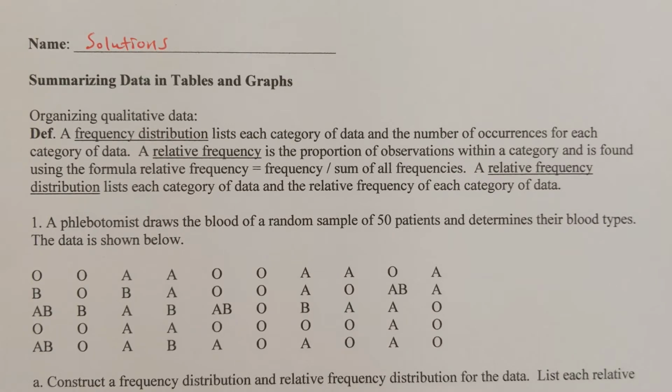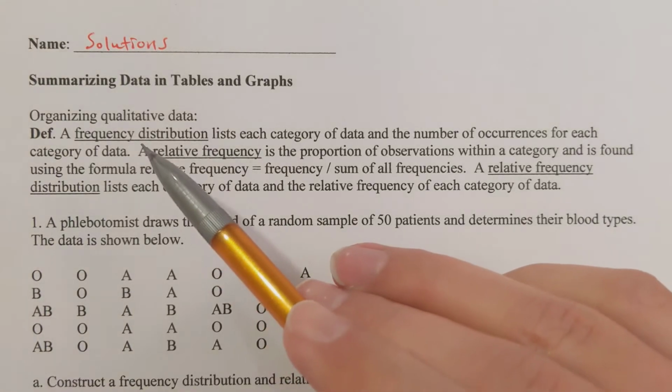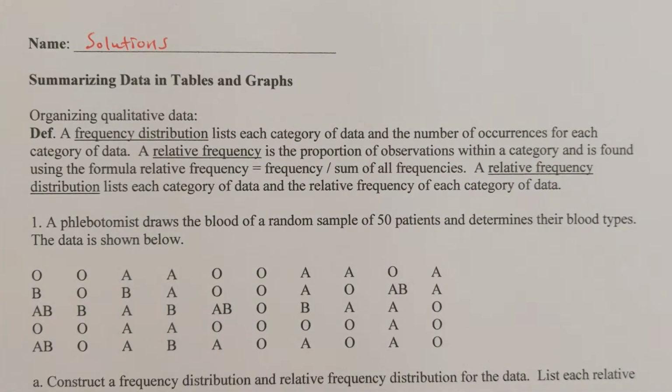I had this split up into two sections, and this goes along with what the book is doing too. We're going to first talk about organizing qualitative data, and then we'll turn our attention to quantitative data in the next section.